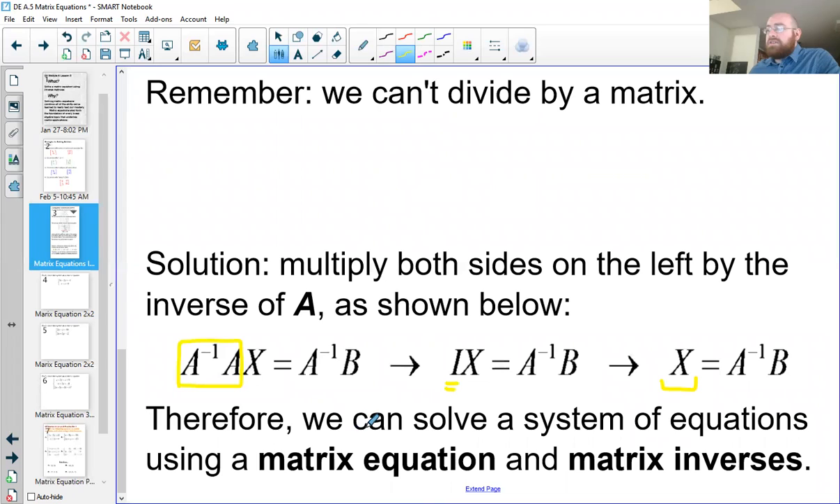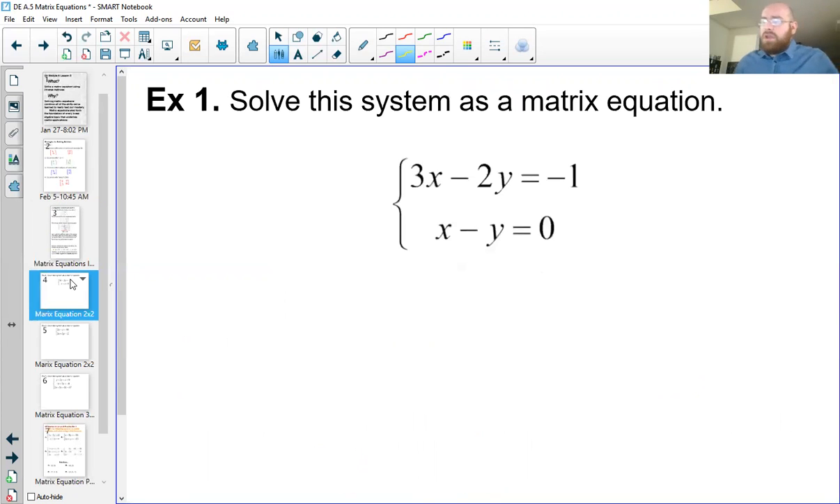So we can solve a system of equations using a matrix equation and matrix inverses. Again, this brings together everything we've done into one idea. So we're going to start off with one example, and then we'll do a couple more examples in following videos.